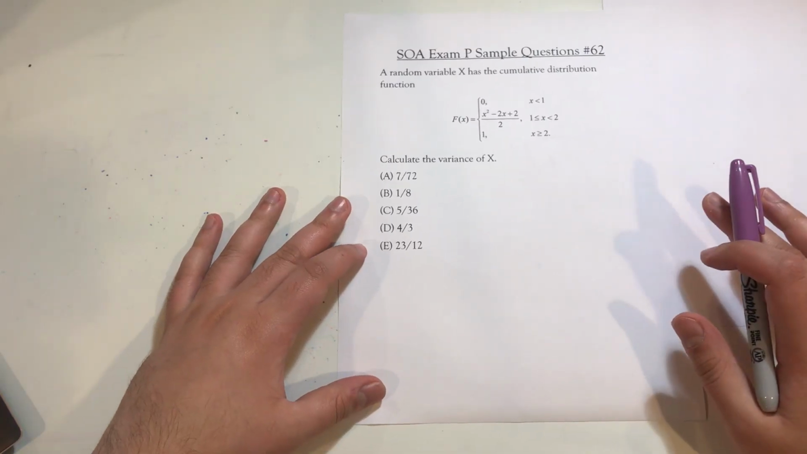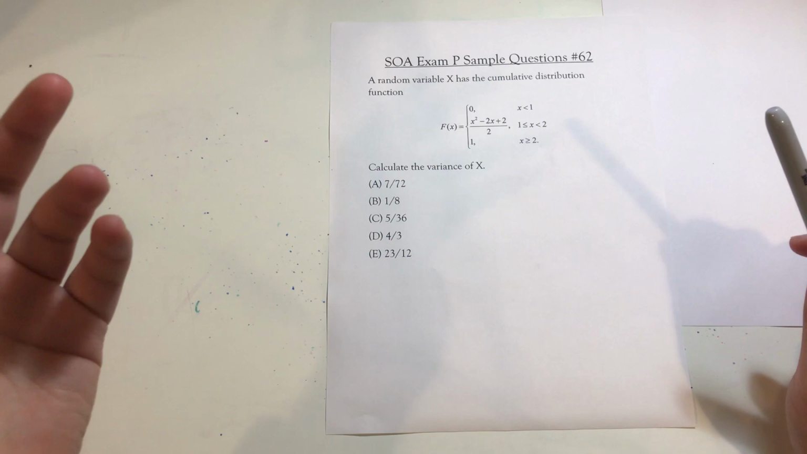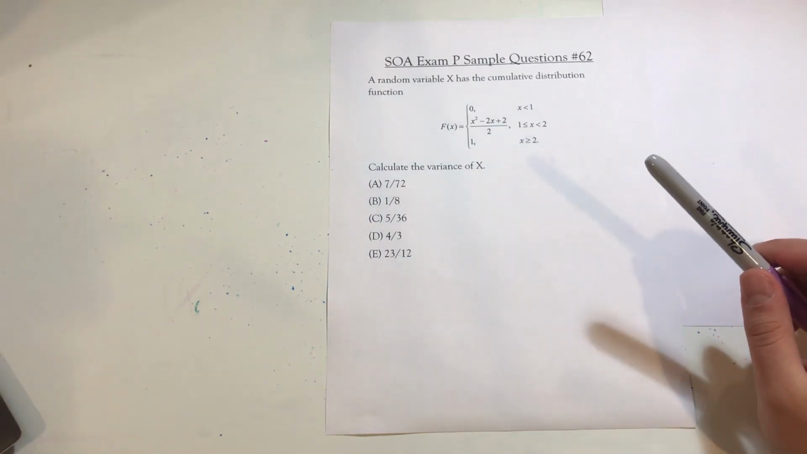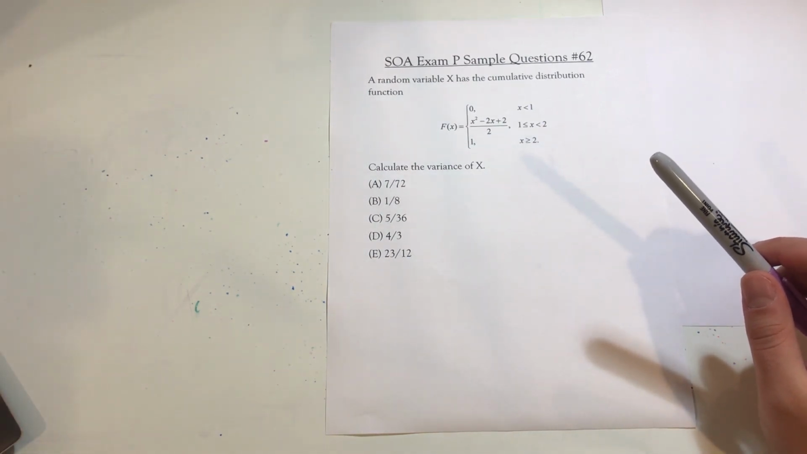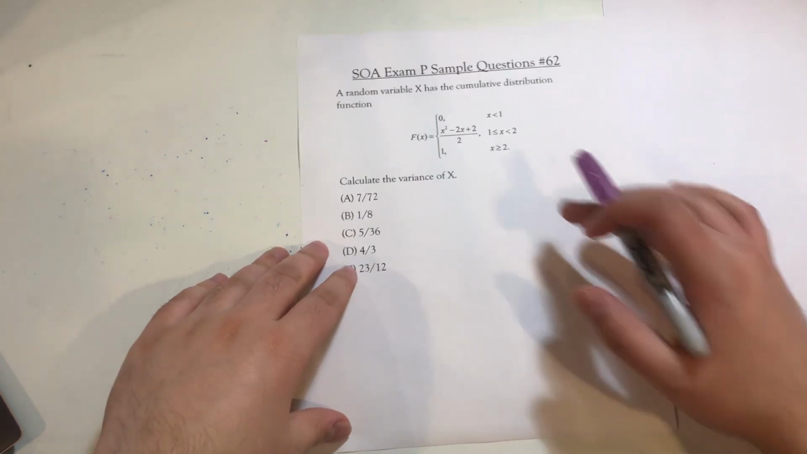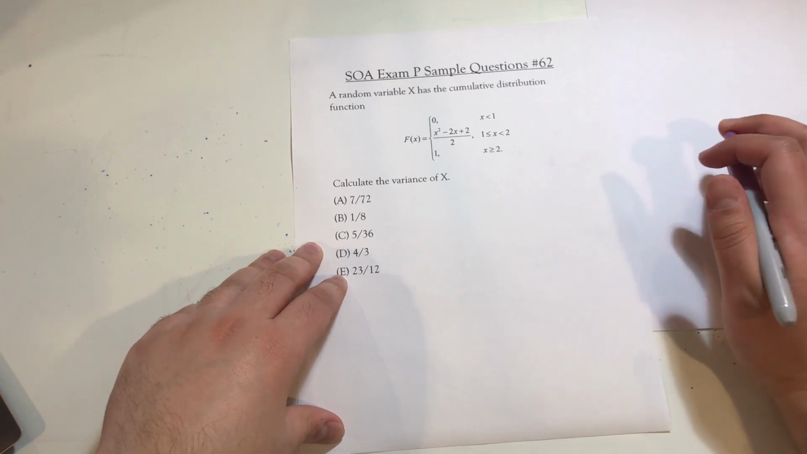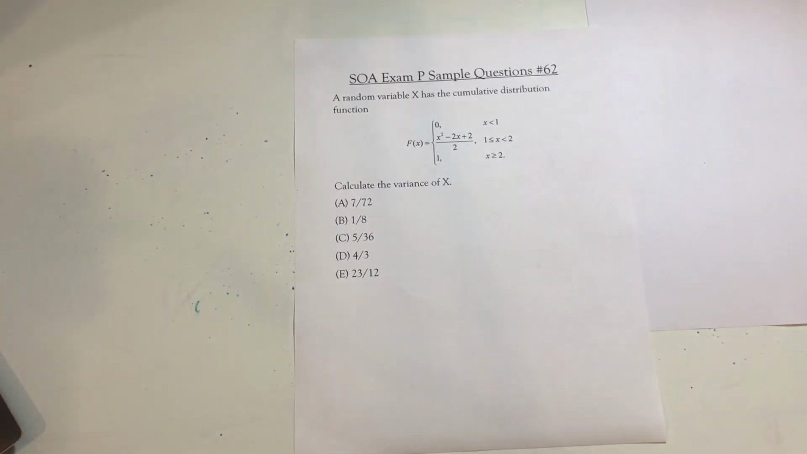All right, so in this video, we're going to go through the Society of Actuaries sample ExamP question number 62. The question reads, a random variable x has a cumulative distribution function, given here, and we need to calculate the variance of x. Right? So, straightforward question, little bit of a trick to it.